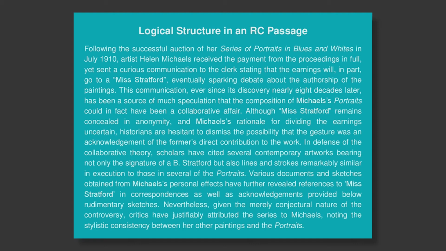So the controversy that there is this collaboration, possibly, between Stratford and Michaels, is pure conjecture, right? People are just guessing based on a few pieces of suggestive evidence. We don't even have concrete evidence. It's not like we found signatures under the paintings of portraits, right? We saw a bunch of pieces of evidence scattered in other places. So it's all conjectural. So based on that, critics have justifiably attributed the series to Michaels.